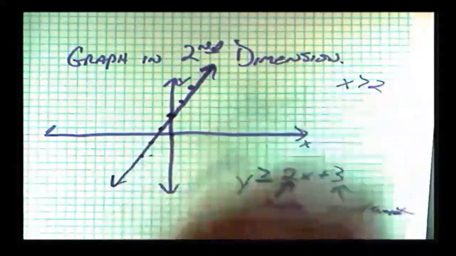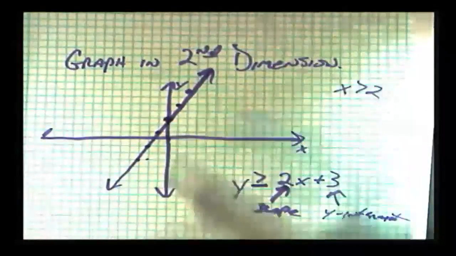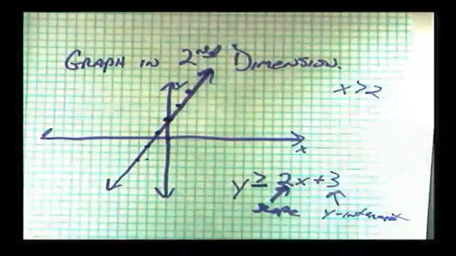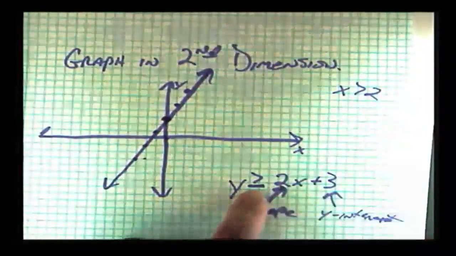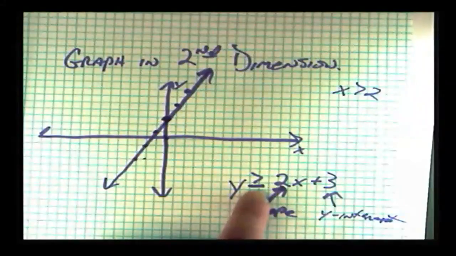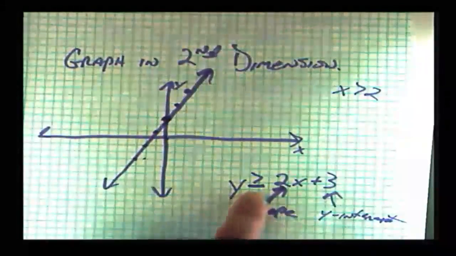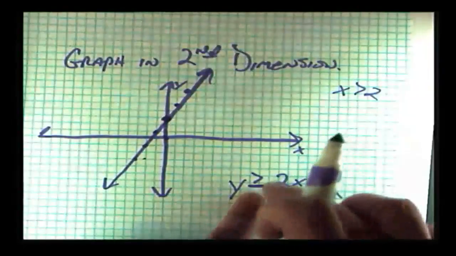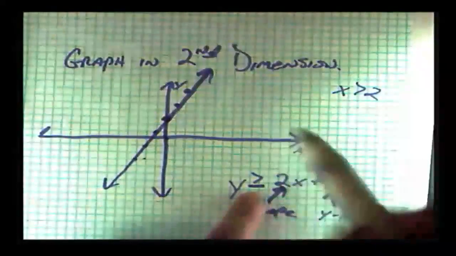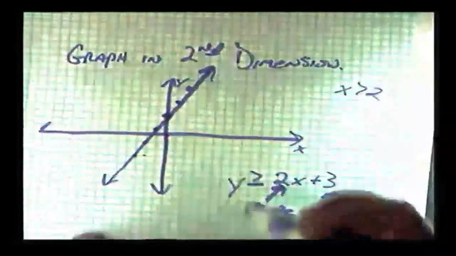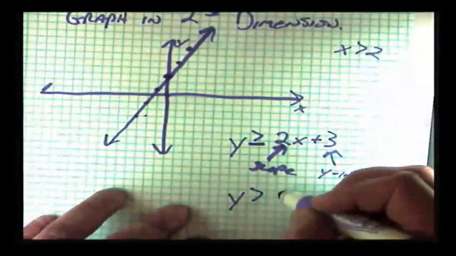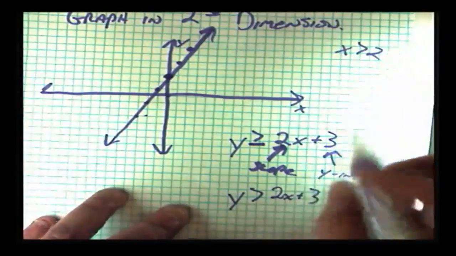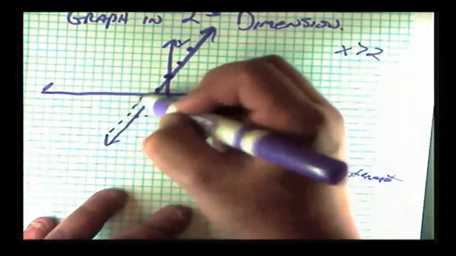It's not that straight. Notice my line, first off, is solid. I did that for a reason. I did y is greater than or equal to, right? So in our last one, in our one dimension, we filled in the dot to represent the or equal to part of this inequality. And here I have a solid line. If I had y strictly greater than, say, 2x plus 3, then this line would have been dashed.